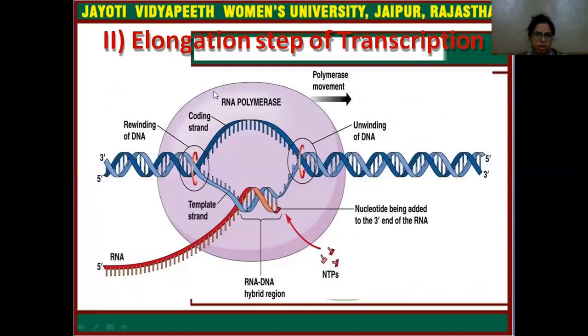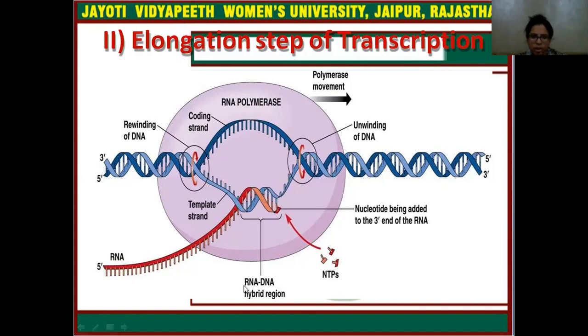Here you can see this is the DNA molecule. This is the rewinding of the DNA, and this one is the template region, with RNA polymerase, and here is the unwinding of the DNA so that this bubble can be created. This is RNA polymerase, and that's how RNA is going to be synthesized. This small region is known as the RNA-DNA hybrid region, where you can see that the RNA is complementarily bound to the DNA molecule.